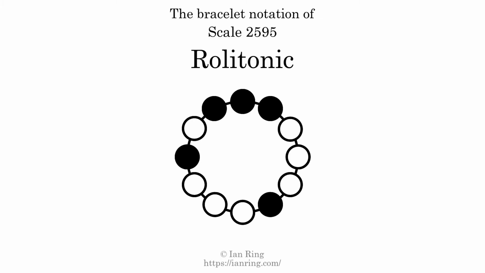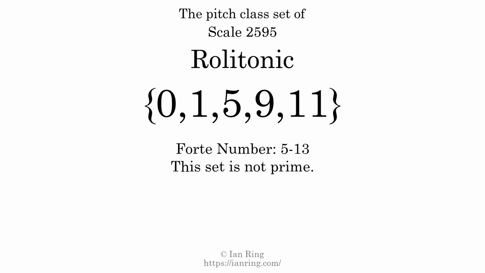This is a bracelet notation diagram of scale 2595. The shaded circles represent tones that appear in the scale, and they are read clockwise, starting at the top. The pitch class set for this scale is 0, 1, 5, 9, 11. The Forte class is 5-13. This set is not prime.